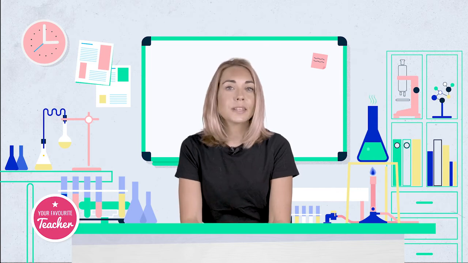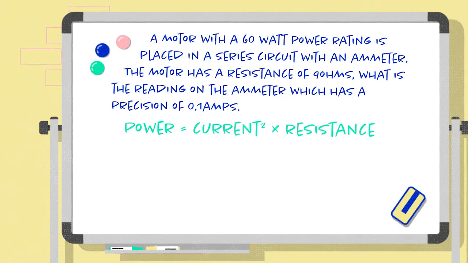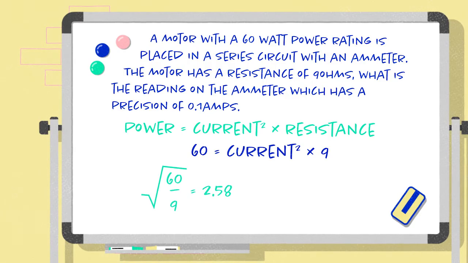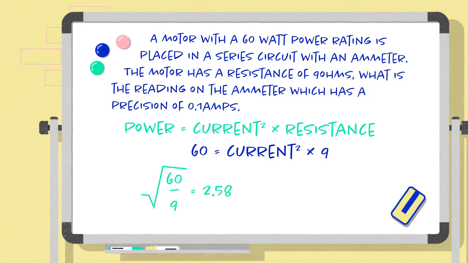The first thing you need to do is substitute the values in the question into the equation. Power equals current squared times resistance. So 60 equals current squared times 9. You then need to rearrange the equation to find current. So it'll look like this. The square root of 60 over 9, which equals 2.58. However, the ammeter will only measure to the nearest tenth, so we need to round our answer to 1 decimal place, which is 2.6 amps.